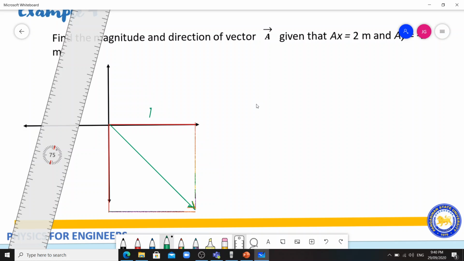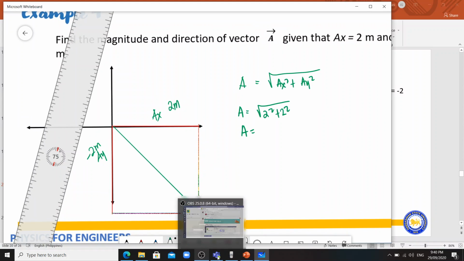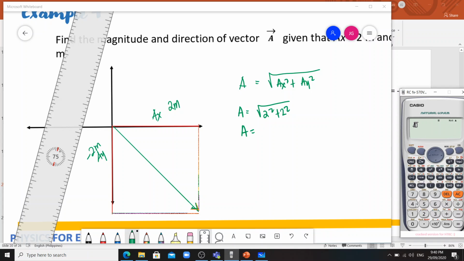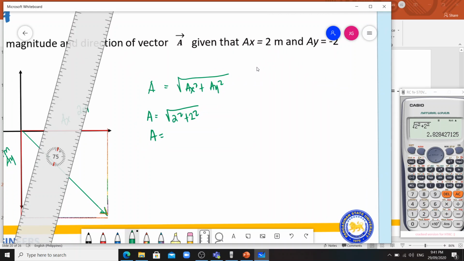So, kung ang given is AX at saka AY, ito ay 2 meters, ito ay negative 2 meters. Yan. So, pwede natin kunin yung magnitude ng A by using Pythagorean theorem. AX squared plus AY squared. Okay? So, ang A natin ay square root of 2 squared plus 2 squared, equivalent to 2 square root of 2 or 2.83. Pwedeng 3 kasi one significant figure lang. So, 3 meters ang resultant natin.